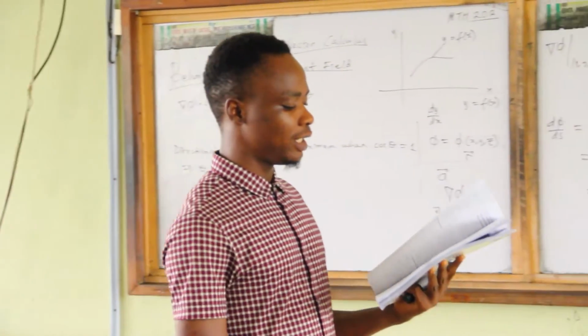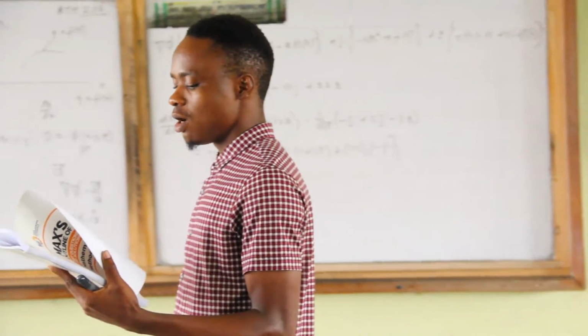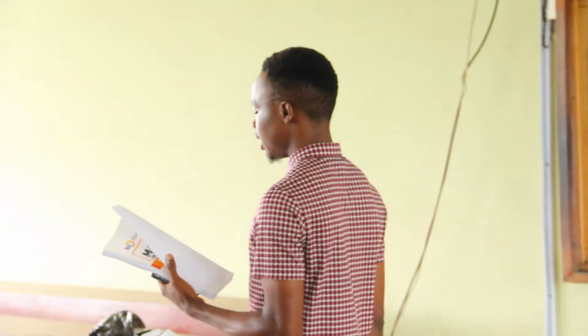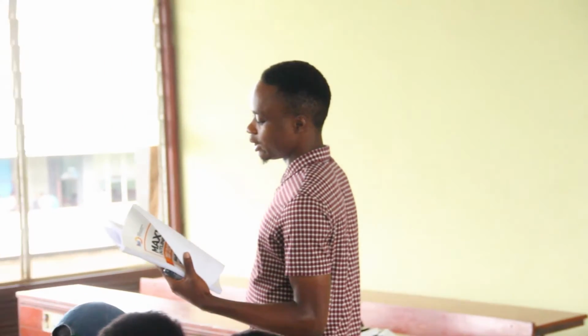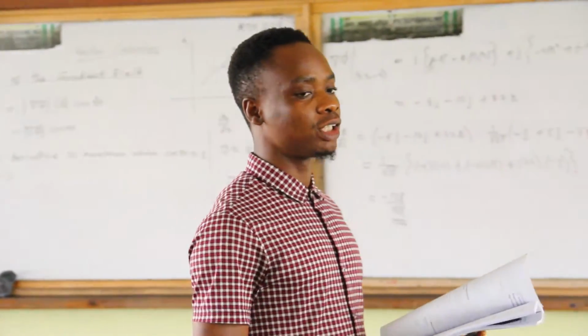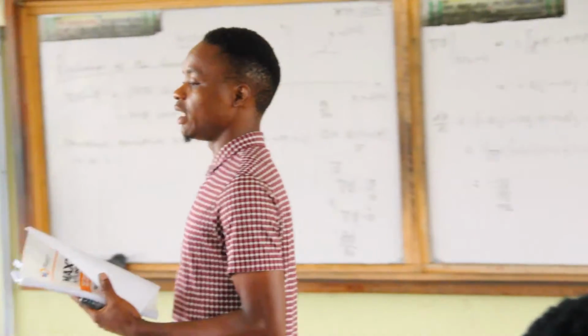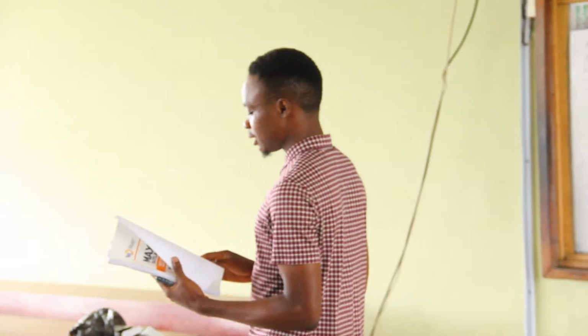The direction of grad phi gives the direction in which the maximum rate of change of phi occurs. Did you get it? So the maximum rate of change of phi occurs in the direction of grad phi. Alright, that is the first characteristic, or the first behavior, of the gradient field.